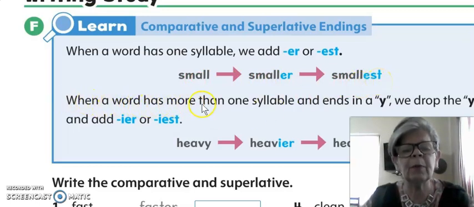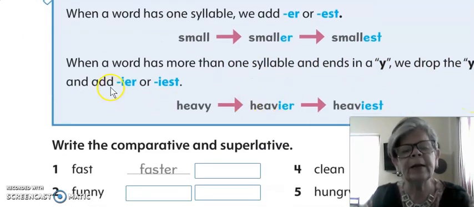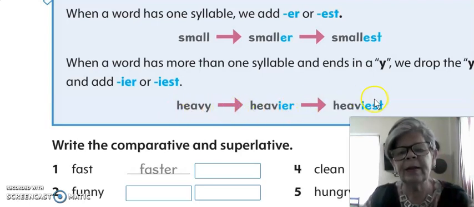When a word has more than one syllable and ends in Y, we drop the Y and add IER or IEST. We have an example. Heavy. It ends in Y. We drop Y and I and add IER. Heavy, heavier, heaviest. Look.